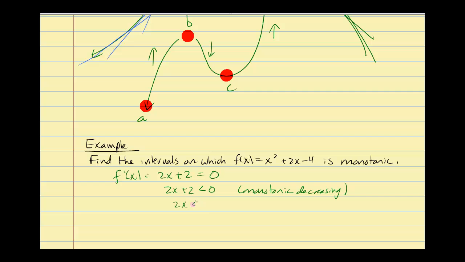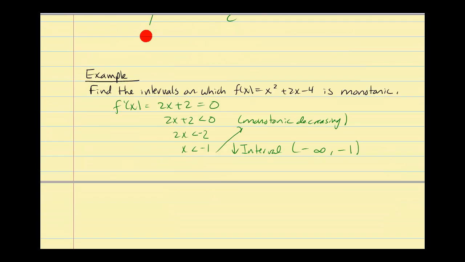Solving here, I'd have 2x is less than negative 2 when I subtract it across. Divide through by 2, and I'd say x is less than negative 1. So when x is less than negative 1, I have a monotonic decreasing function. So the interval where I have decreasing values is from negative infinity to negative 1. Of course, we never bracket infinity.